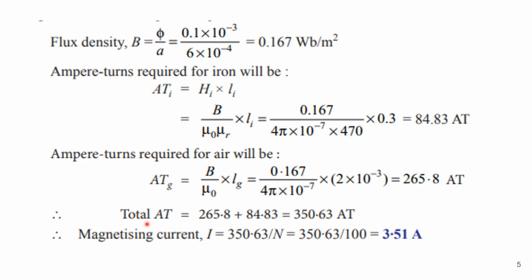So now we are going to add these two. Total ampere turns is the ampere turns required for the iron path plus the ampere turns required for the air gap. I am adding these two, and the answer is 350.63 ampere turns. So I am substituting in the formula of magnetizing current: I is equal to H into L divided by N. So the total ampere turns 350.63 divided by the number of turns 100. So the current required is 3.51 amps.